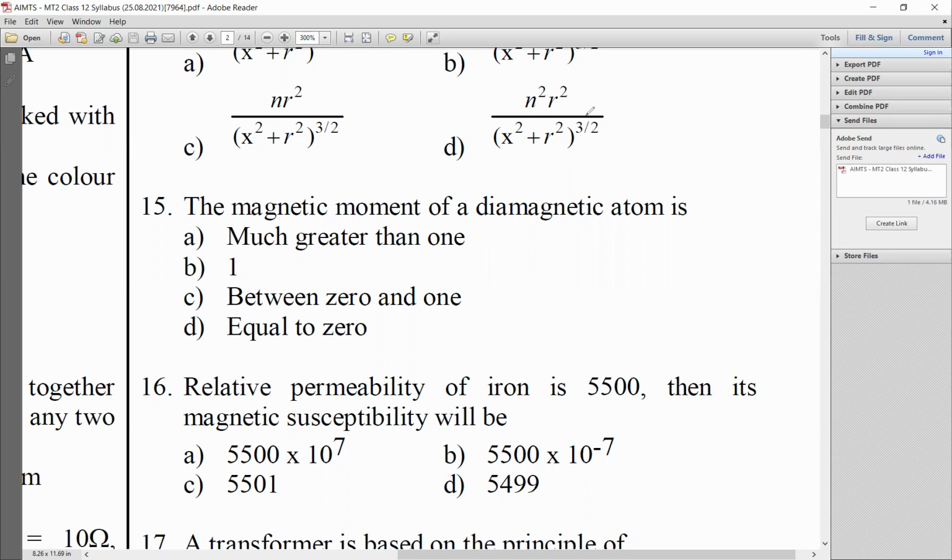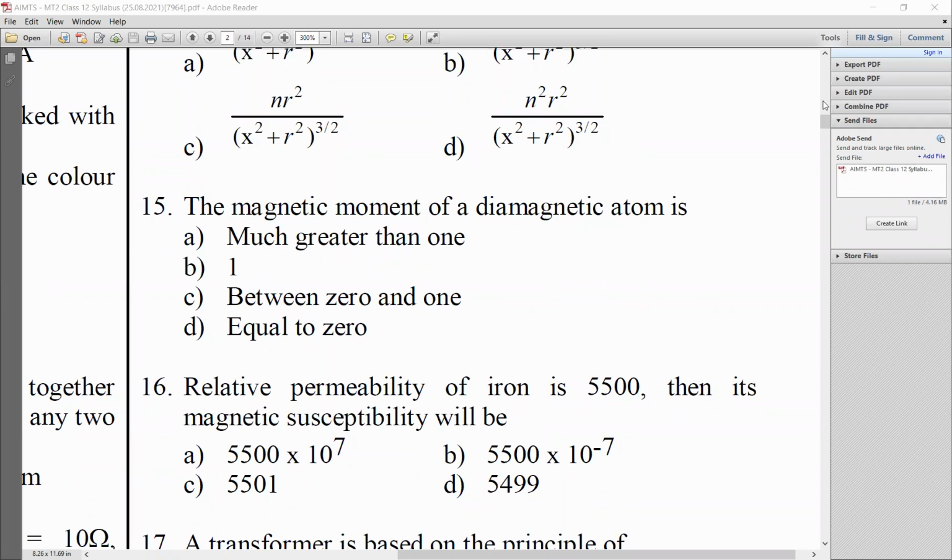Next, coming to 16, relative permeability of iron is given, then its magnetic susceptibility. Relative permeability is 1 plus chi. Relative permeability is given as 5500. I want magnetic susceptibility, so this will be 5499. Option D. Next question, number 17.